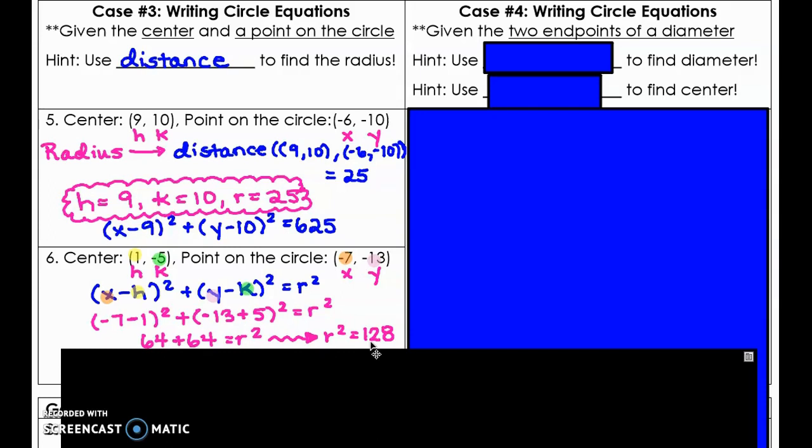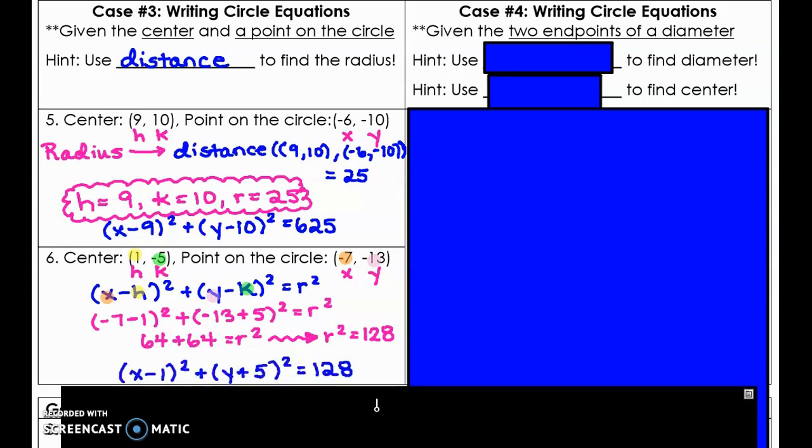Now, if I wanted just the radius, I would take the square root of this, but I can actually just plug this 128 in our standard form of the equation, because it's saying it's equal to r squared, and r squared is that 128. So no need to square root there. Super easy. Just plug it on in. Here's our equation: the quantity x minus 1 squared plus the quantity y plus 5 squared equals that 128.